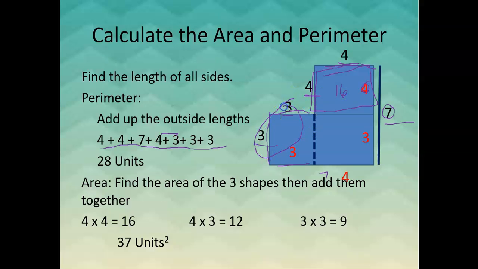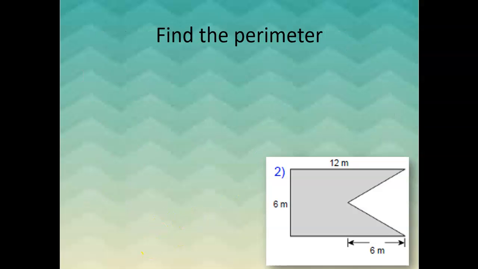And to find the area of this square, we take 3 times 3, which is 9. And then the area of this rectangle we said was 4 times 3, which is 12. Now that we know the area of our 3 separate pieces, we add those together. 9 plus 16 plus 12 is 37 units squared. Because we're trying to find how many square units are inside each one, we're using that units squared label.